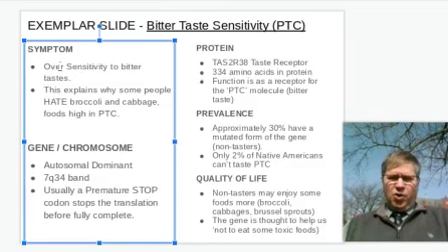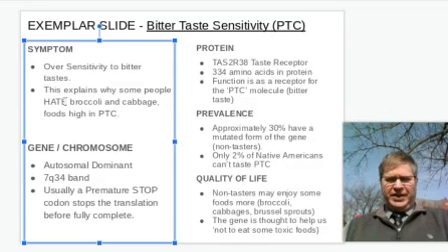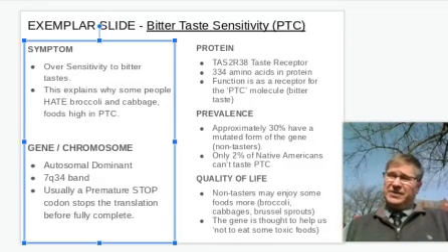So the symptom: oversensitivity to bitter tastes. This explains why some people hate broccoli and cabbage, and a lot of kids don't like the taste of that because they are sensitive to it.